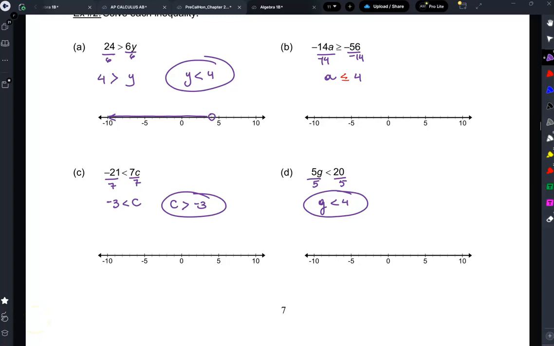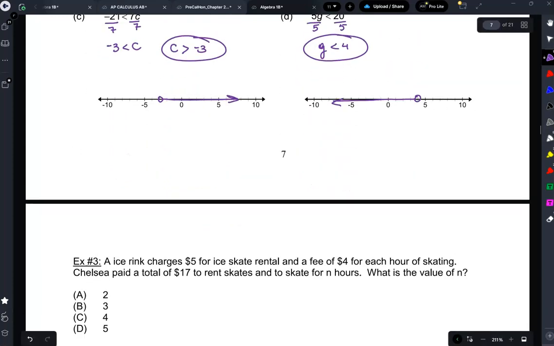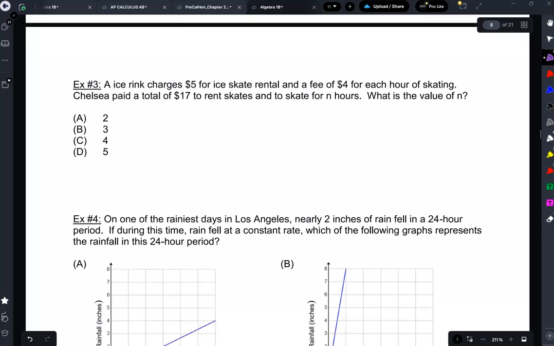So here's what I got, right? The only time where we divided by a negative was B, okay? So we got A is less than or equal to 4. C is greater than -3, open circle. D is less than 4, this way. Okay, questions? Okay. All right, so here we go.